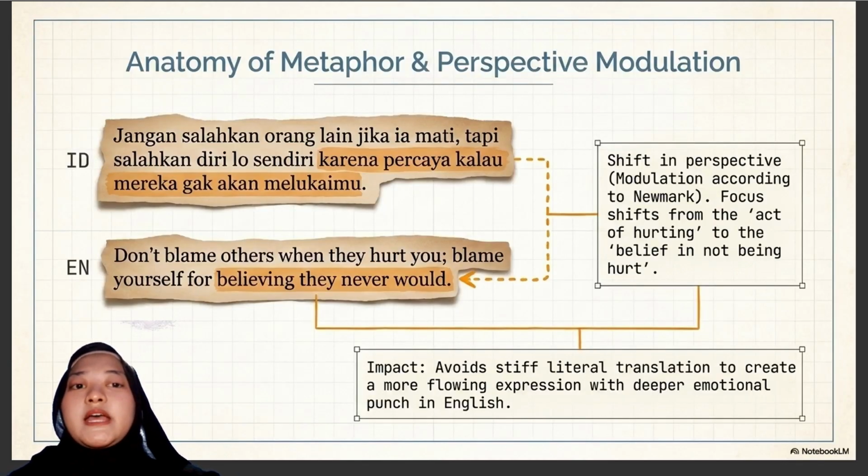Next is metaphor and perspective modulation. For example, the sentence, jangan salahkan orang lain jika ia mati, tapi salahkan diri lo sendiri karena percaya kalau mereka nggak akan melukaimu, is translated into don't blame others when they hurt you, blame yourself for believing they never would. This is an example of modulation where the focus shifts from the act of being hurt to the belief of not being hurt. This shift creates a more natural and emotionally impactful English expression.